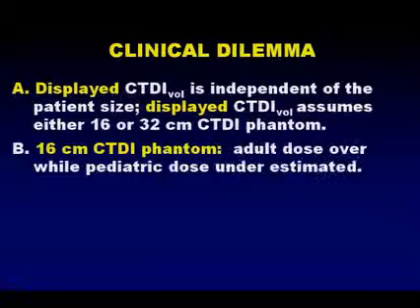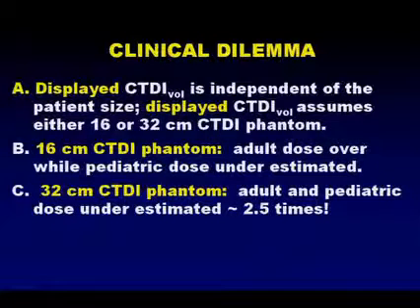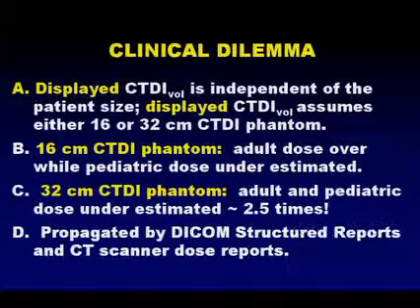32 centimeter phantom. If it's the 16 centimeter phantom, the adult dose will be over while the pediatric dose will be underestimated. If it's the 32 centimeter CTDI phantom, the adult and the pediatric dose will be underestimated, and it can be by as great as a factor of 2.5.